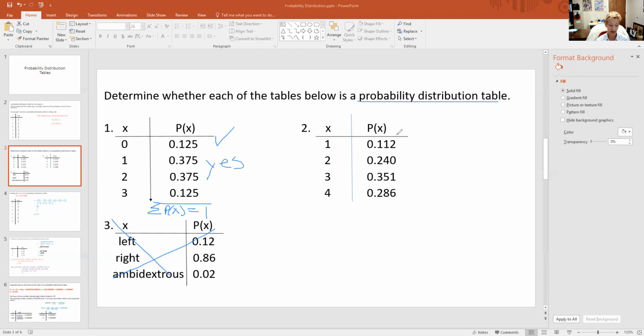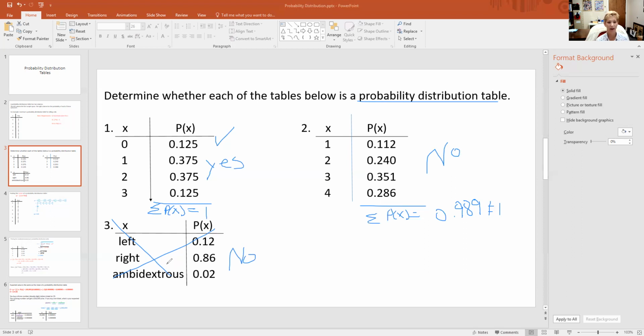Now this one looks like it, but when you add this decimal and this decimal and this decimal and this decimal, so kind of stop the video and add them. All right, what'd you get? Did you get like 0.989? All right, well, that's not 1. So again, no, that's not a probability distribution table. And then no, that one wasn't.